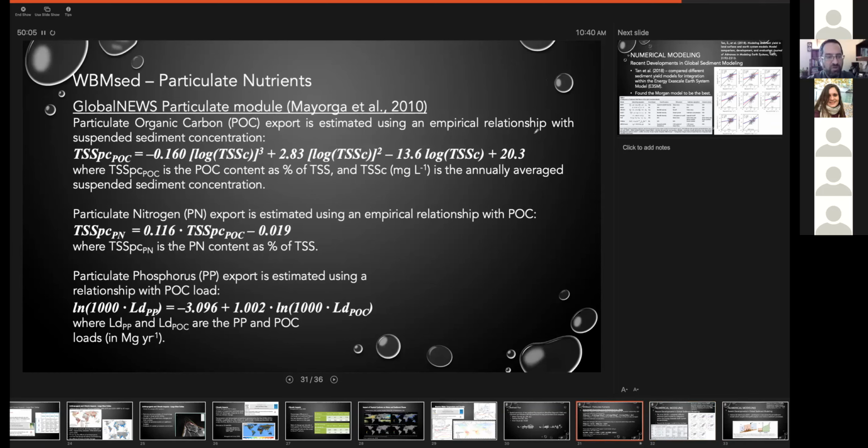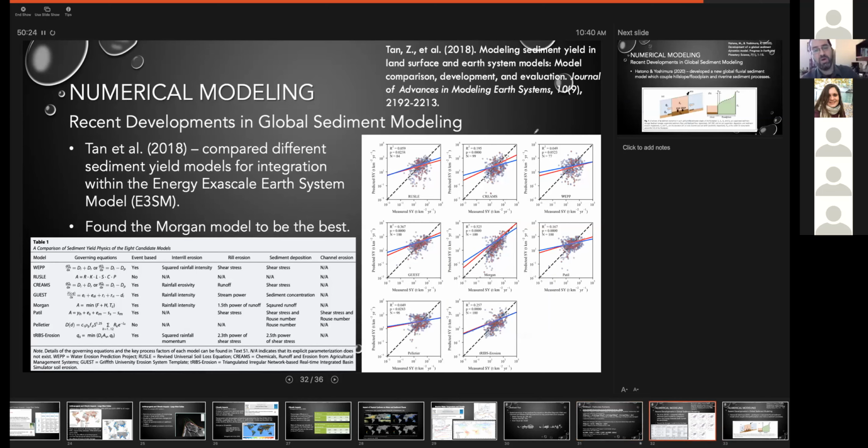We used what's called the Global NEWS model that was published in 2010. It has a bunch of equations that we just plugged into the WBM SED model, and we can have a fairly robust prediction of particulate nutrient, organic carbon, and phosphorus. All right, so that was where we are, or where we were, with the WBM SED model.